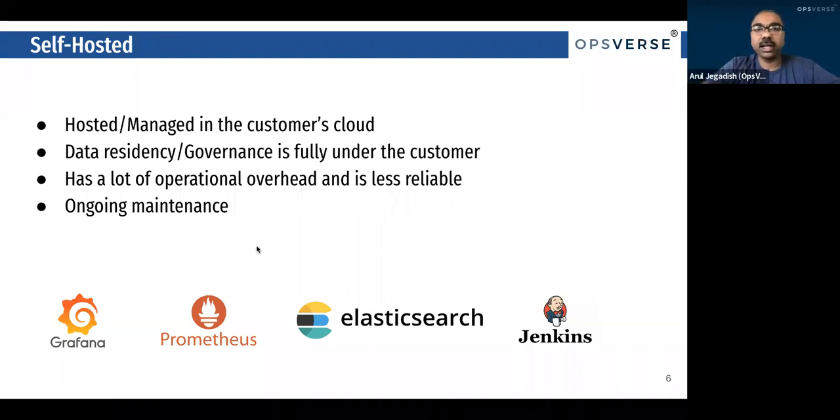And also there is a lot of ongoing maintenance. You will have to take care of the upgrades, the integrations, the security patching, pretty much all day two operations is on you. Some examples are running Grafana, Prometheus, Elasticsearch, Jenkins, tools like that, yourself. That is the self-hosted model.